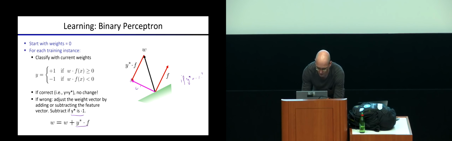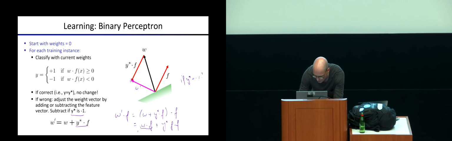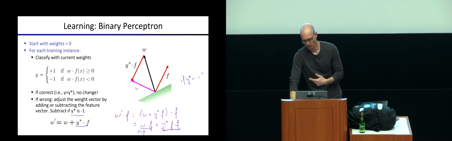How do we know this for sure? We can do some math. So let's call this W prime. After the update, we have W prime inner product with F is equal to the original W plus, in this case, Y star was negative 1, but let's just say Y star for now, times F, inner product with F, which is W inner product with F plus Y star times F inner product with itself. This is the original, and this is the correction. So after we did the correction, the inner product has changed.